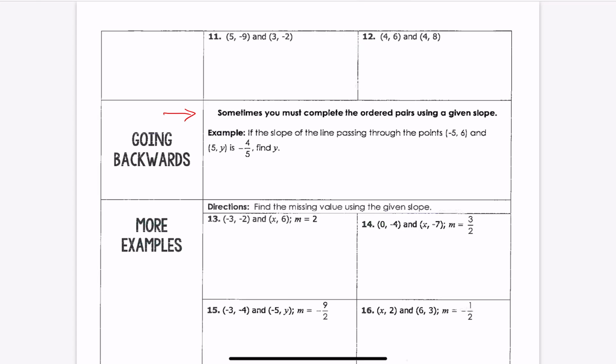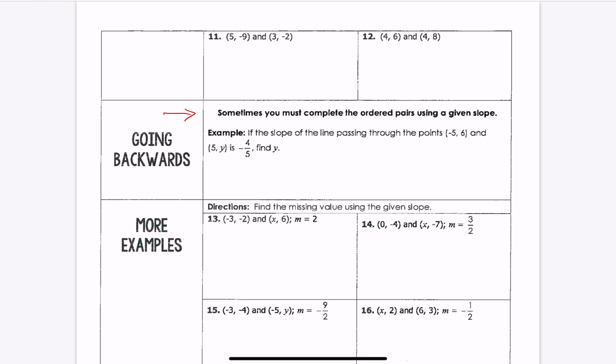So sometimes they're going to give you the slope, and they're going to give you an ordered pair. And can you figure out the missing point, right? So for this example, if the slope of the line passed through the points -5, 6, and 5, y, they don't give you this y, is -4 over 5, find y. So how do you set this up? So you know your m. Your m is -4 over 5.